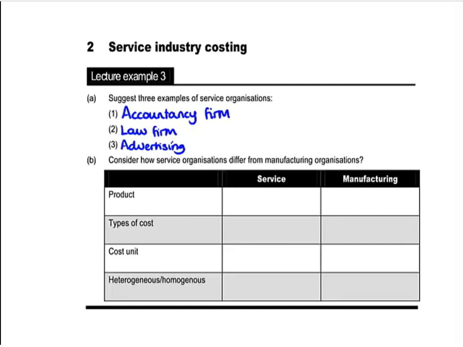In part B then, we need to think about what it is that makes service organisations different to manufacturing organisations. And I've already alluded to the first one really, which is that with manufacturing there is a tangible output. So there is a product that you can touch, that you can feel. However, with service industries, the output is often intangible. If you consider something like legal or financial advice, it's intangible, it's worth more than the piece of paper which it's written on. Most of the costs then are going to be indirect.